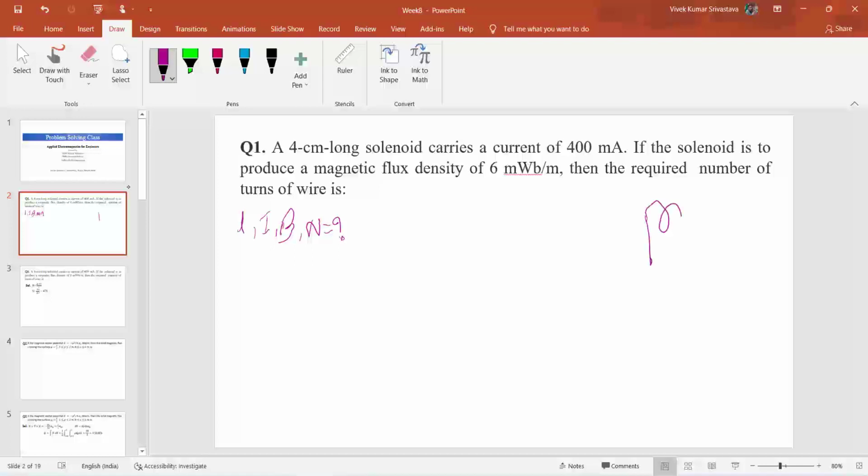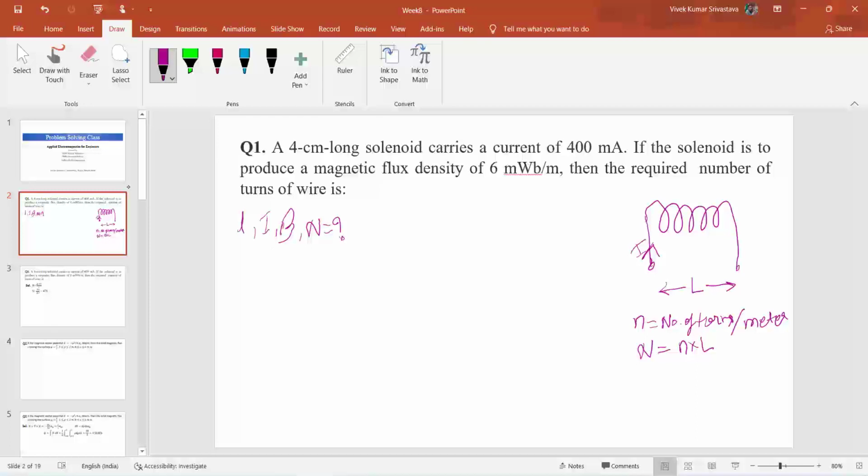Let us consider that this is the solenoid, and the total length of this solenoid is capital L, and the current flowing through it is I. The turn density n is defined as the total number of turns present per unit length of the solenoid, that is per meter. If the length is given, then to find the number of turns present in the solenoid, we just multiply the turn density with the total length of the solenoid.